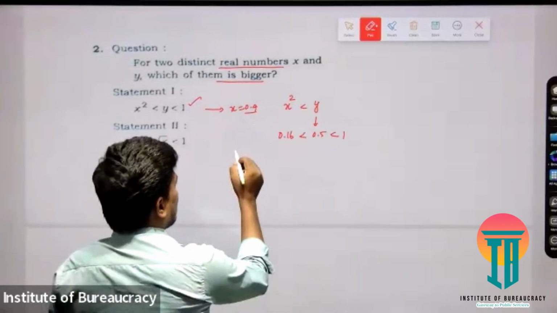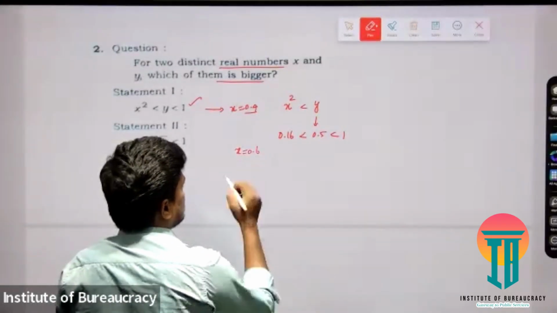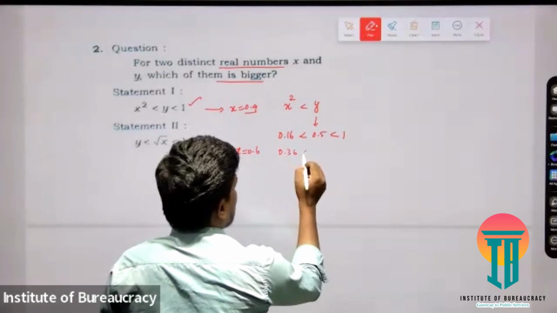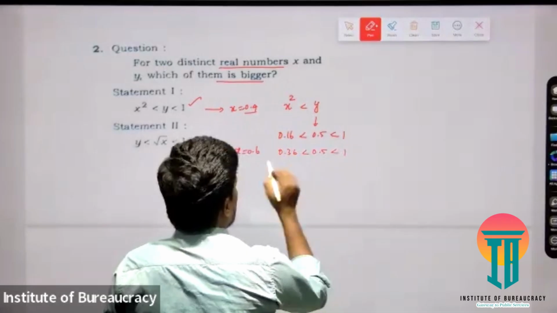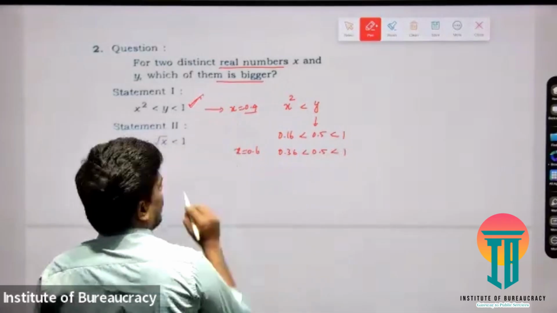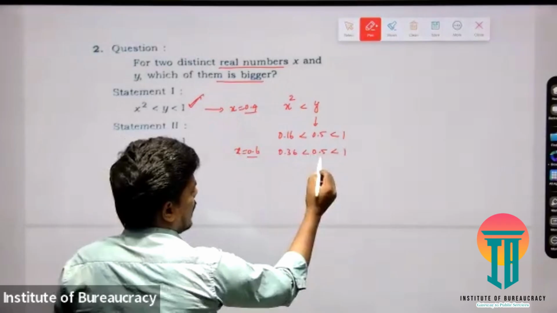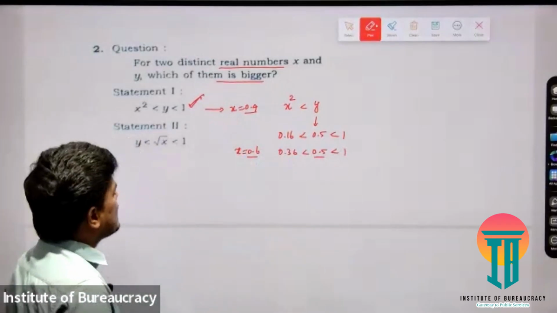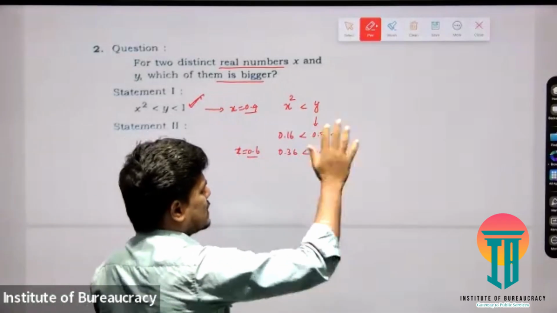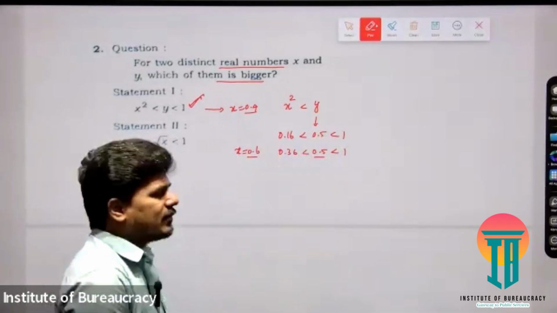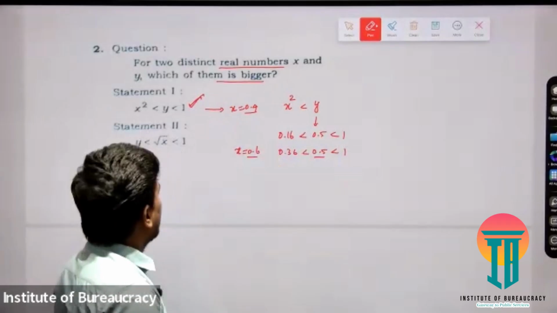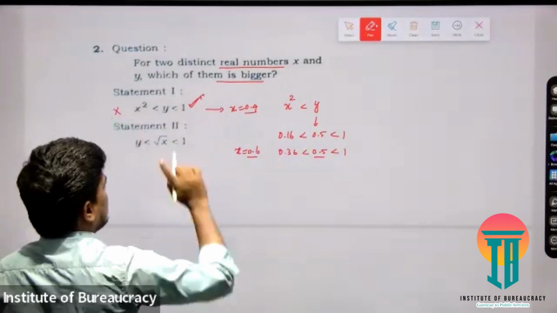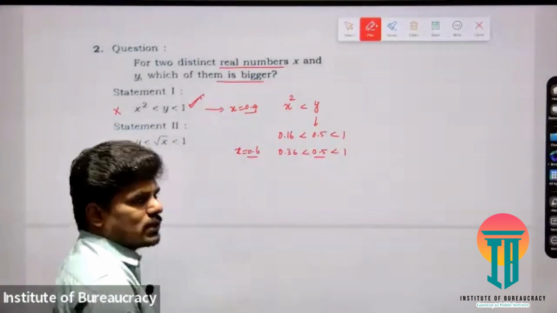When I take the x value as 0.6, my x square is going to be 0.36, less than 0.5, less than 1. In this case also this is true. But when I consider x and y, my y is smaller and x is bigger. So we cannot certainly say that y is bigger or x is bigger by taking this statement. Therefore, using this, we cannot answer the question. We cannot say which one is bigger.